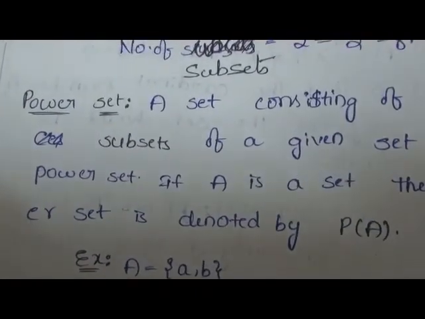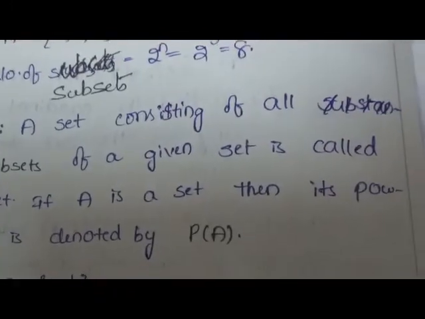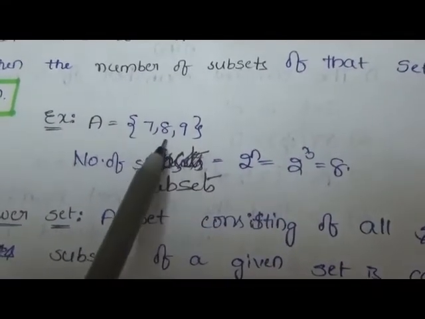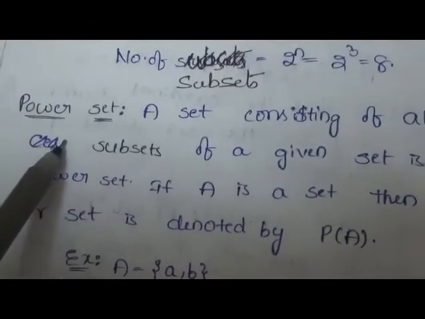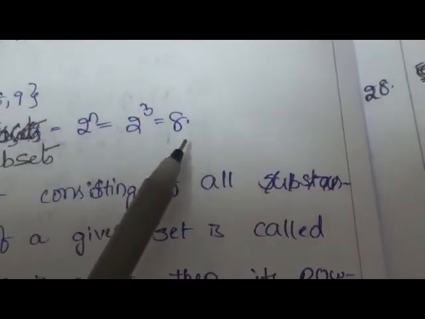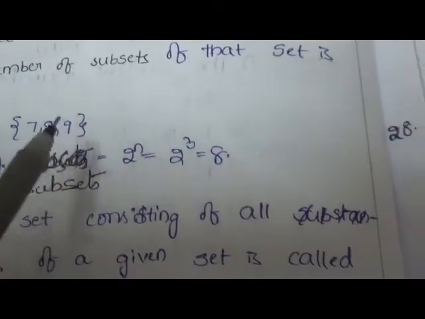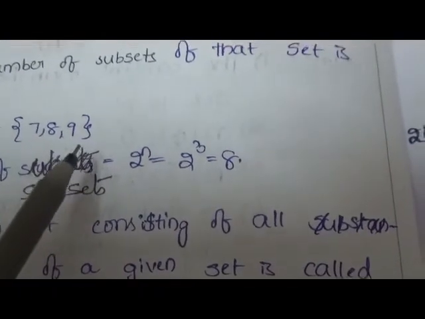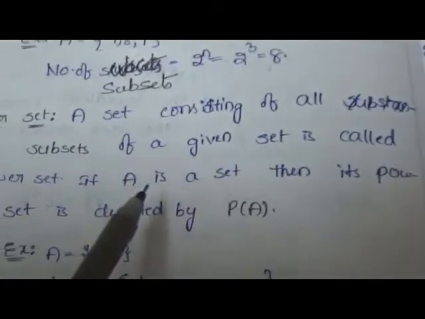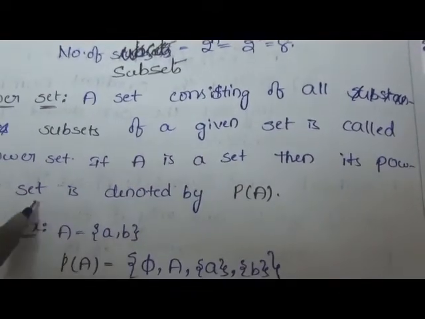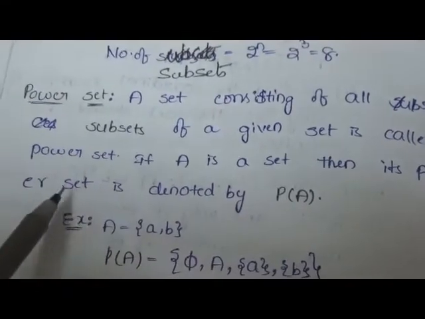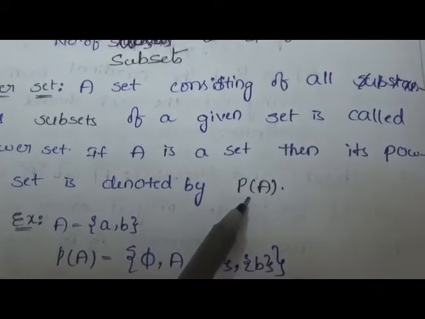Now, it's time to explain the power set. What do you mean by power set, right? A set consisting of all subsets. Already we wrote here the subsets of this set, right? If you write all the 8 subsets in a set, then it is a power set. Understood? If you write all the subsets, the set itself is a subset, the empty set, singleton sets, double element sets, triple element sets, just like this, okay? All the subsets you can write in one set, that is the power set. A set consisting of all subsets of a given set is called the power set. If A is a set, then its power set is denoted by P of A.